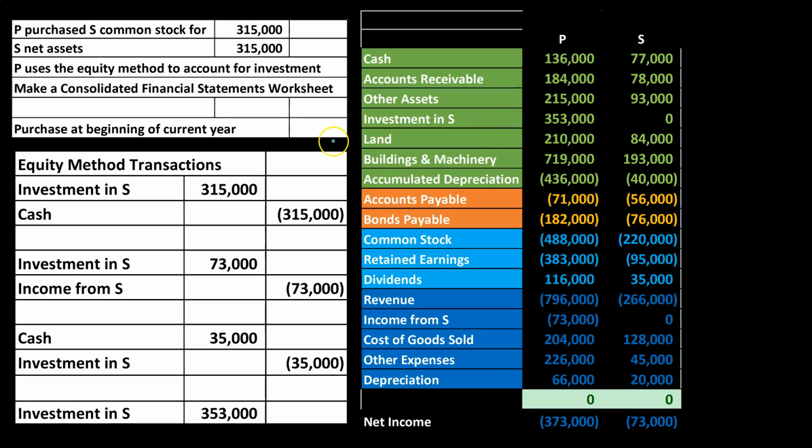All right, then we got the purchase at the beginning of the year. So the purchase took place at the beginning of the year. We're consolidating now at the end of the year. So first thing to consider is, okay, these are going to be the books over here for P and S. We're going to take their trial balances. What we would do is say, okay, give me your trial balance.